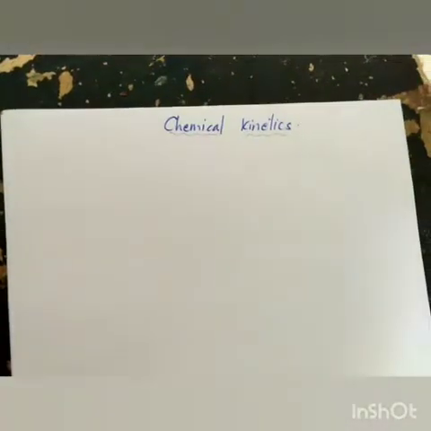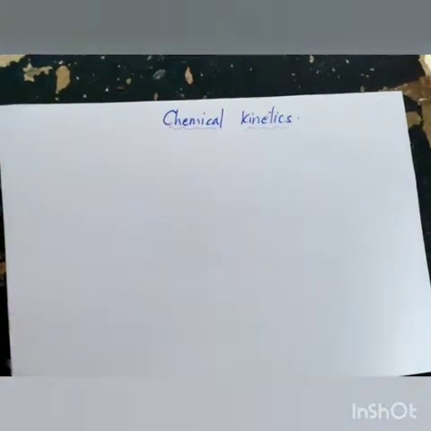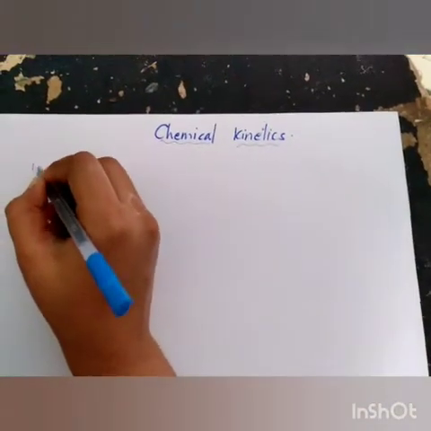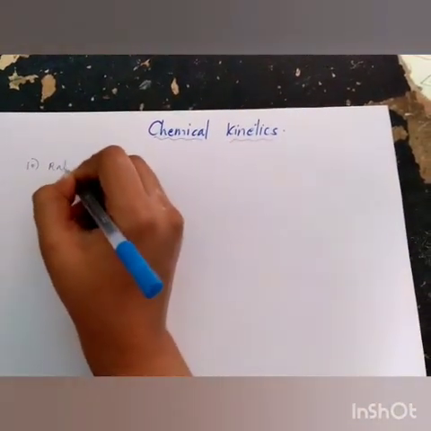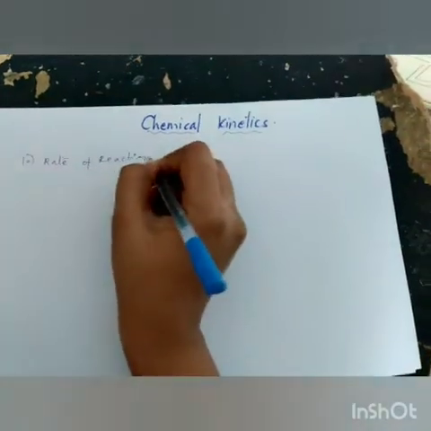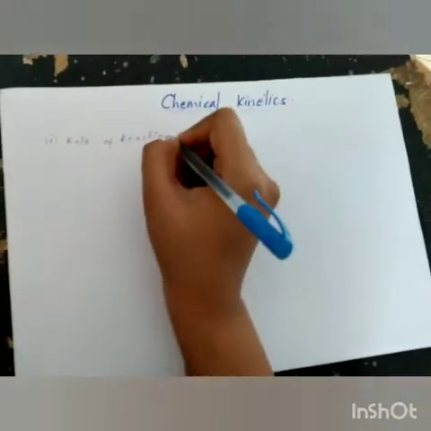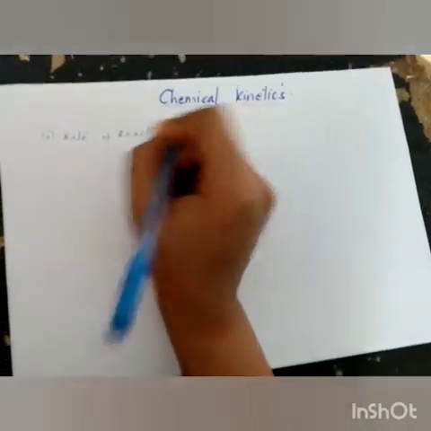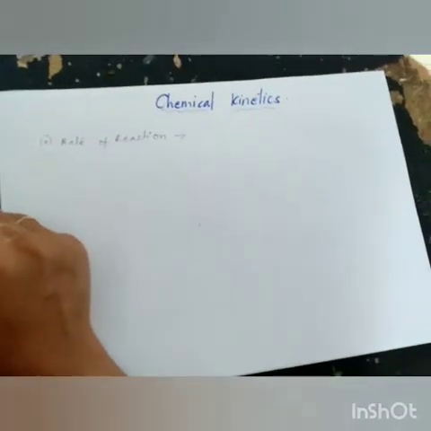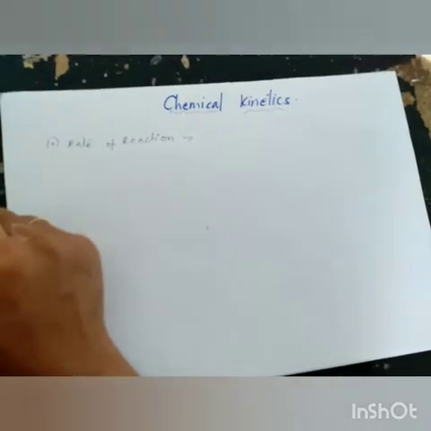Students, I'm going to give a brief note on chemical kinetics and then go on to problems. Firstly, in chemical kinetics, you have the very first definition, rate of reaction. So what is the rate of reaction? Rate of reaction is the change in the concentration of reactants and products per unit time, either reactants or products.